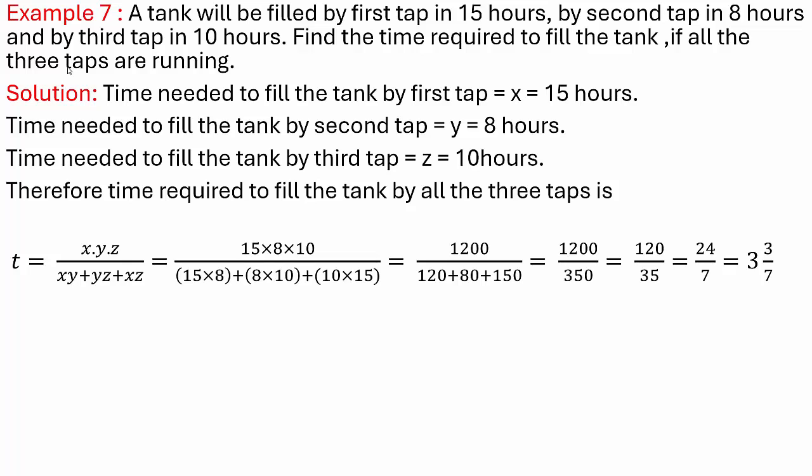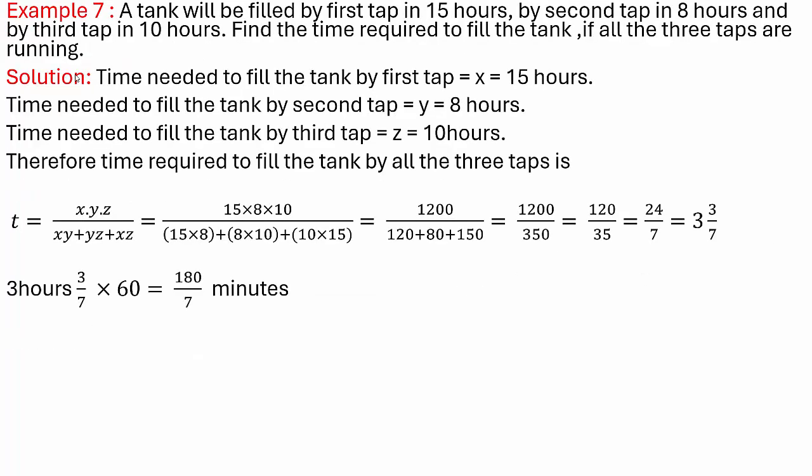And if you divide by 5, we get 24 by 7, which is 3 hours and 3 by 7 hours. 3 whole and 3 by 7 hours is nothing but 3 hours and 3 by 7 into 60, equal to 180 by 7 minutes. So, 3 hours and 180 by 7 minutes.